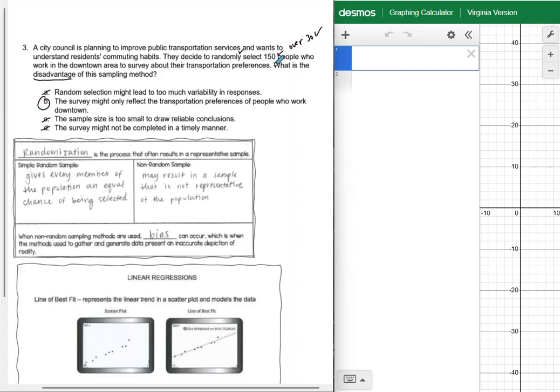The problem is that we're only looking at downtown area. We're not looking at something for the whole city, right? The city consists of downtown, suburbs, inner city. There's tons of different areas, not just downtown. So they really need to talk to people from all over the city. Okay.